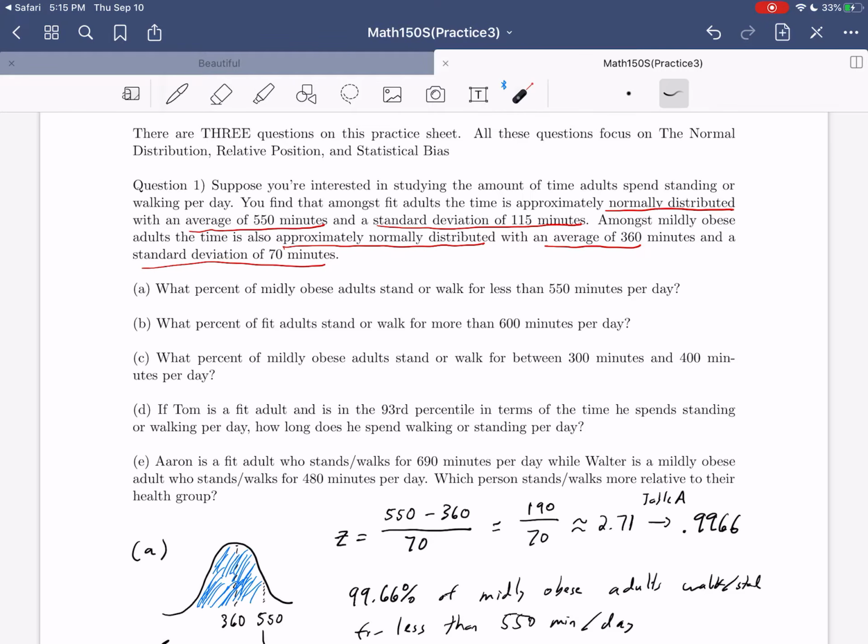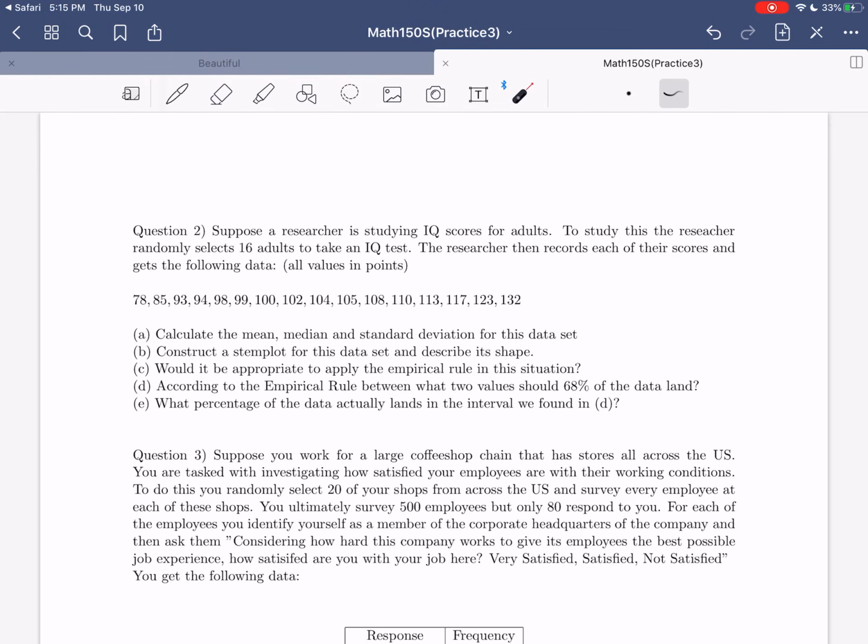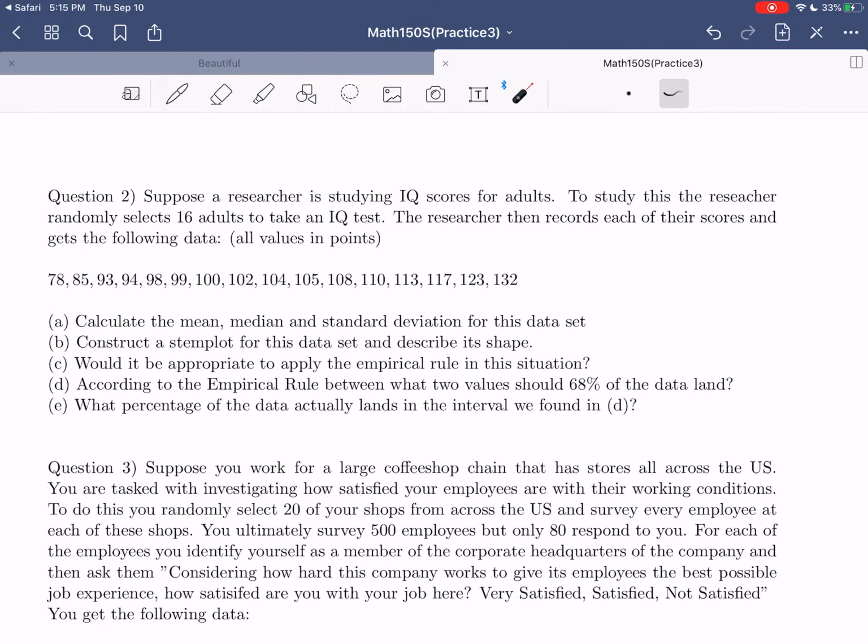All right, let's move on to question 2, which intersects some of the theoretical work with normal distributions back to what we learned about how to actually work with quantitative data. So for question 2, we have a researcher that is studying IQ scores for adults. To study this, the researcher randomly selects 16 adults to take an IQ test. The researcher then records each of their scores and gets the following data.